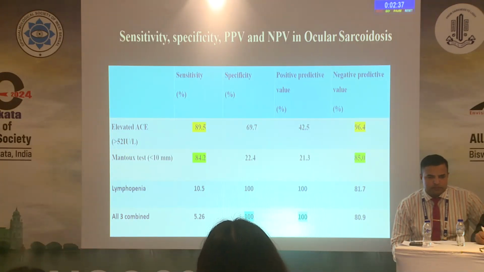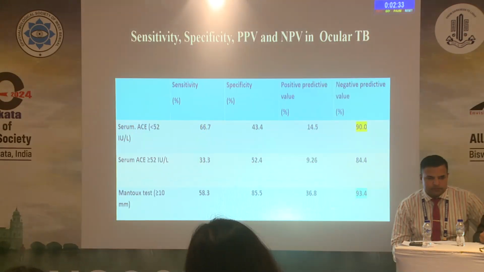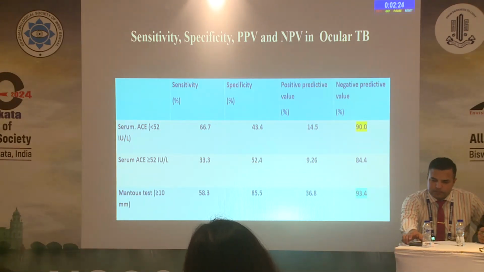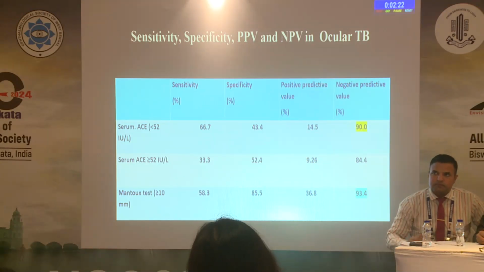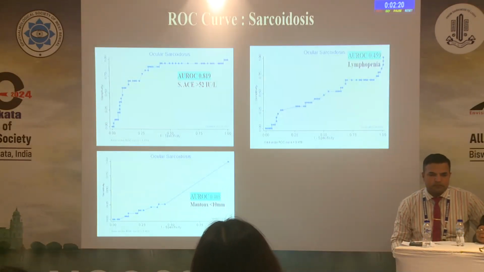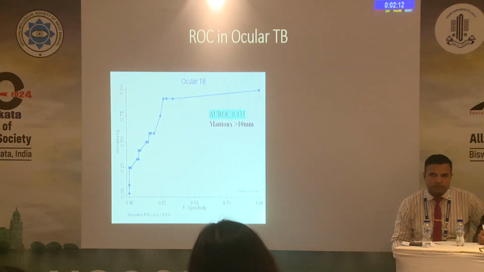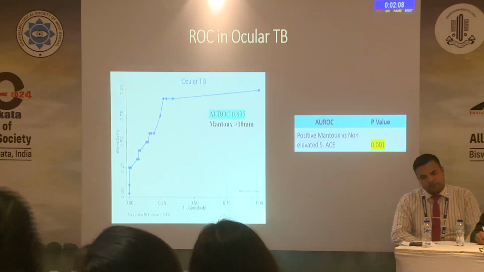Also, when we combined the three parameters, the specificity and PPV were as high as 100%. In ocular TB, we analyzed the role of both elevated and non-elevated ACE, and they both had a high NPV, and there was an overlap. Positive MAN2 had a very good negative predictive value in detecting TB. The area under the ROC curve was maximum for elevated ACE when compared to that of lymphopenia and MAN2, and this was statistically significant. In ocular TB, the positive MAN2 had a very high AUROC of 0.835, which was also statistically significant.